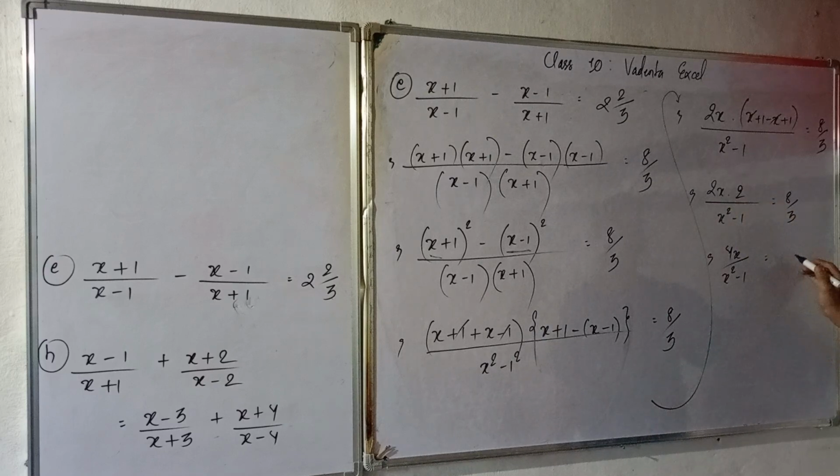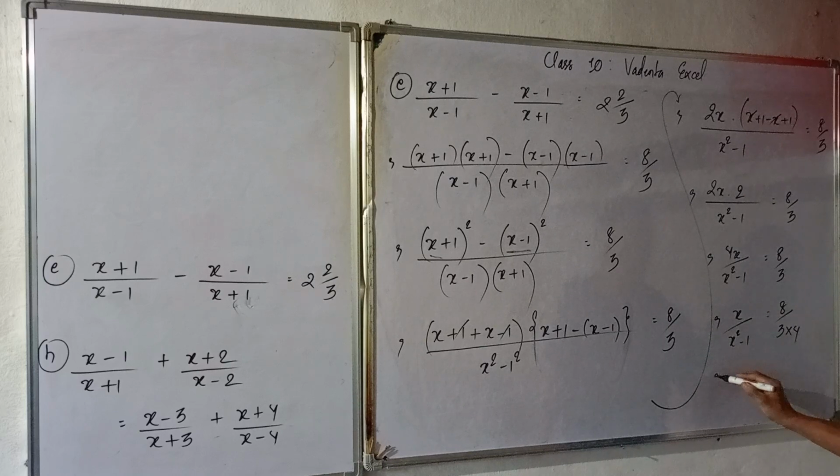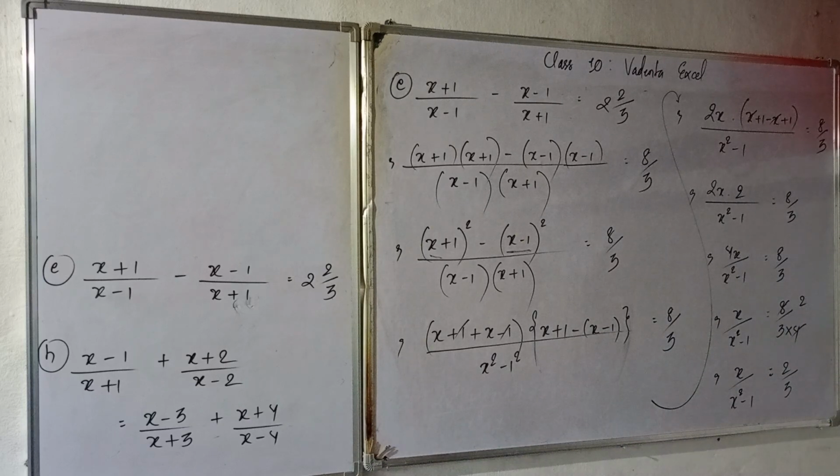2 times 2x, that is 4x, divided by x square minus 1 is equal to 8 by 3. Or you can move this 4 to the denominator here: x square minus 1 is equal to 8 by 3 into 4. So x by x square minus 1 is equal to 8 over 12, and the remaining becomes 2 by 3. Now we just cross multiply this. So I'm going to rub that number E coefficients.